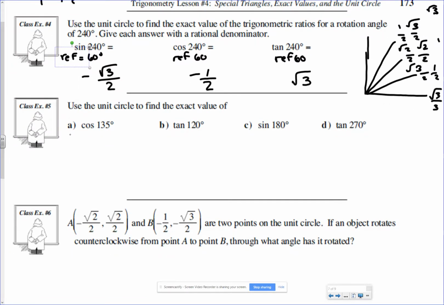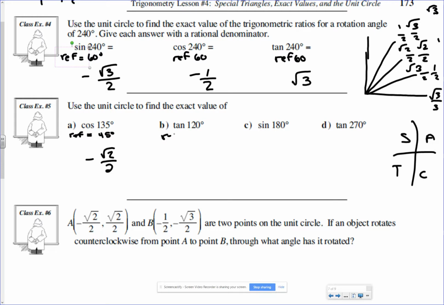For this here, I'm just going to find my reference angle. So my reference angle here is 45. So going to my unit circle at 45, my first value is root 2 over 2. And then again, using my CAST rule, 135 falls in the second quadrant, making this answer negative.